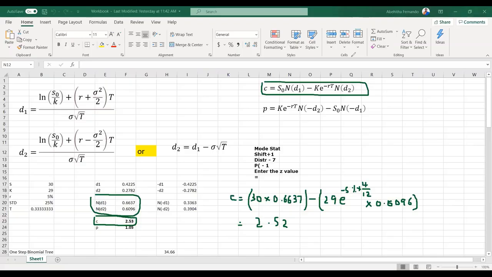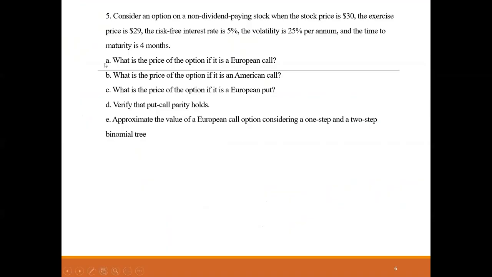So the next part, so this answers the first part, part A, the price of the European call. The price of the European call is 2.52. What is the price of the option if it is an American call? So what can you say? The American call price? How much would it be using Black-Scholes? Any idea?